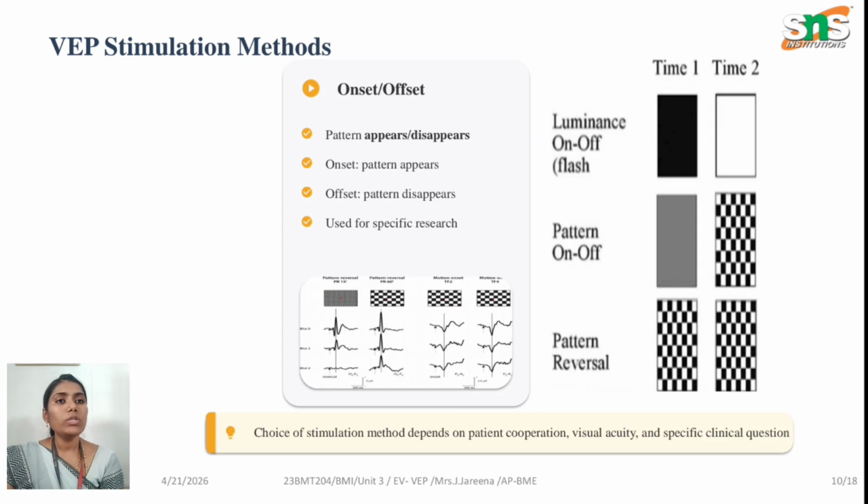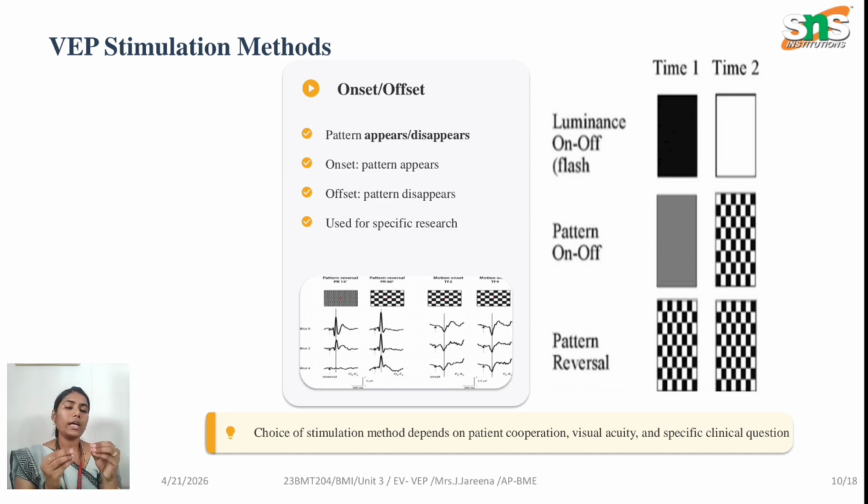Then we will move on to the third type, that is pattern on and off. Here first we give the on, that is a checkerboard pattern, and we go with the off, that is a very dark blank background, and then again we go with the on and off. So similarly the pattern appears and disappears. In the on segments the pattern is projected, and in the off segments the pattern disappears. You will just have an empty background.